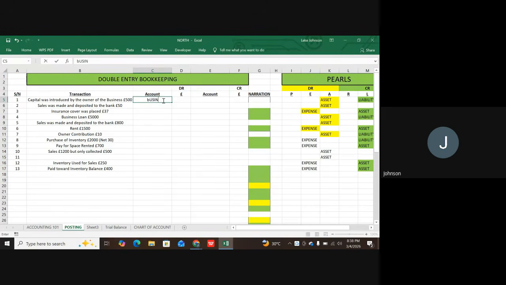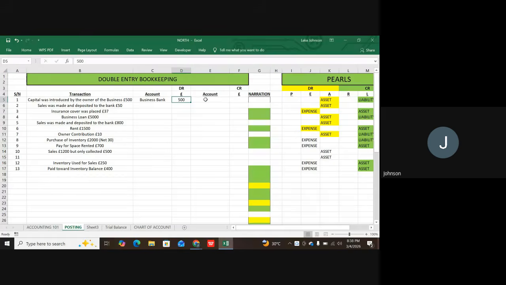So the business bank is going to be affected. Sorry, so we are going to have a business bank. We debit it, right? Because money is entering into that account, we debit it by 500. Remember, my currency sign is at the top. So we debit it, 500 entered into our bank.